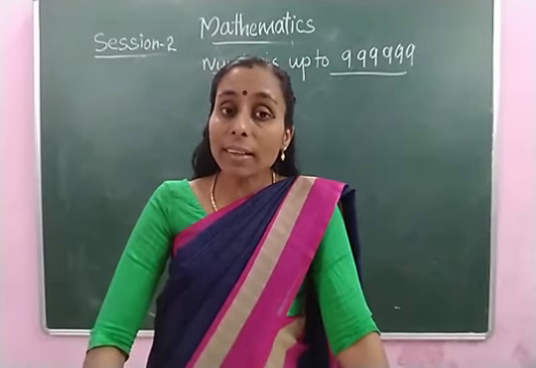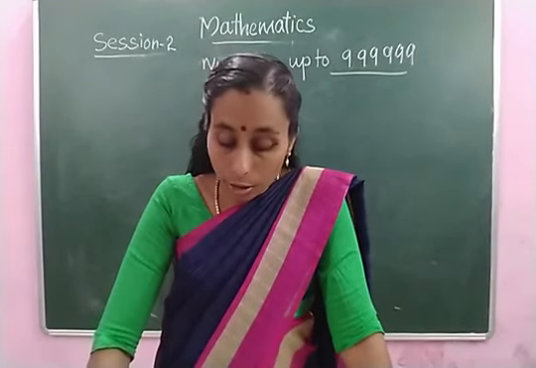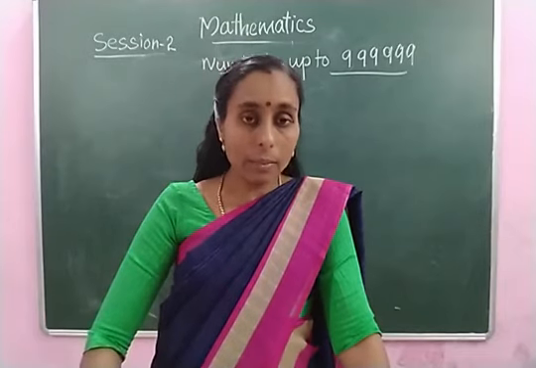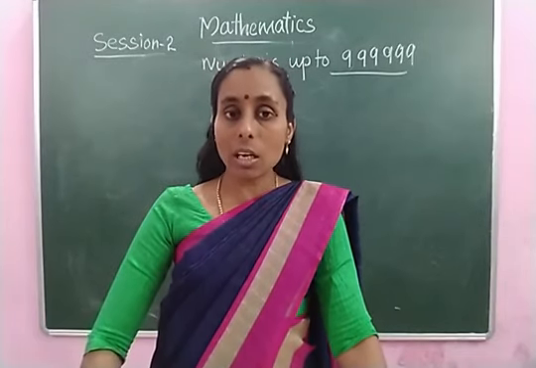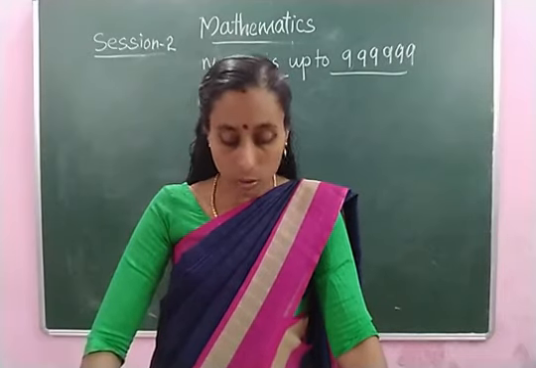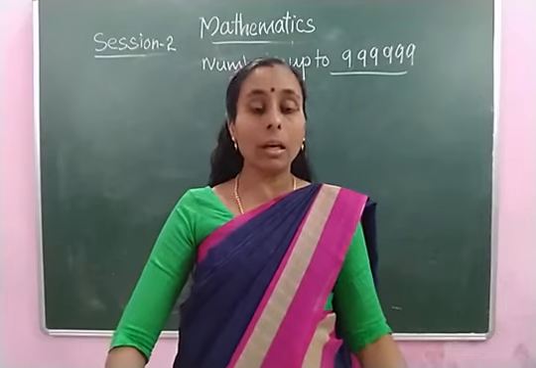Then 10 ones means 10, 10 tens means 100, 10 hundreds is equal to 1000. All this we have learned last class, and also ascending order.